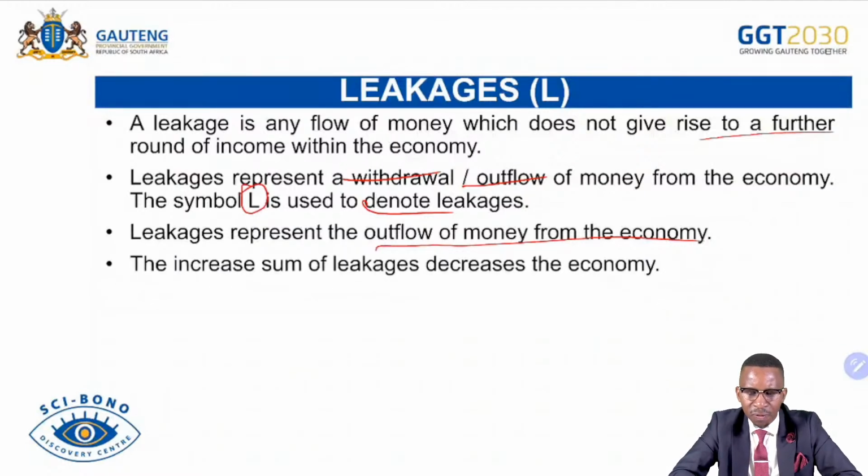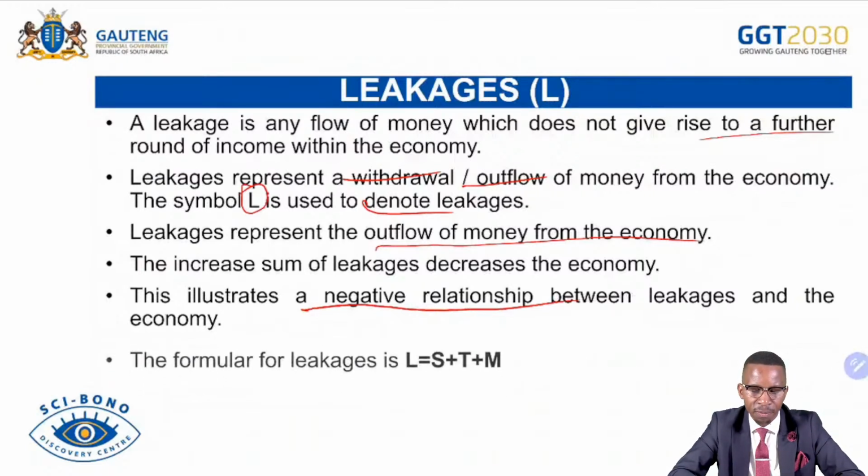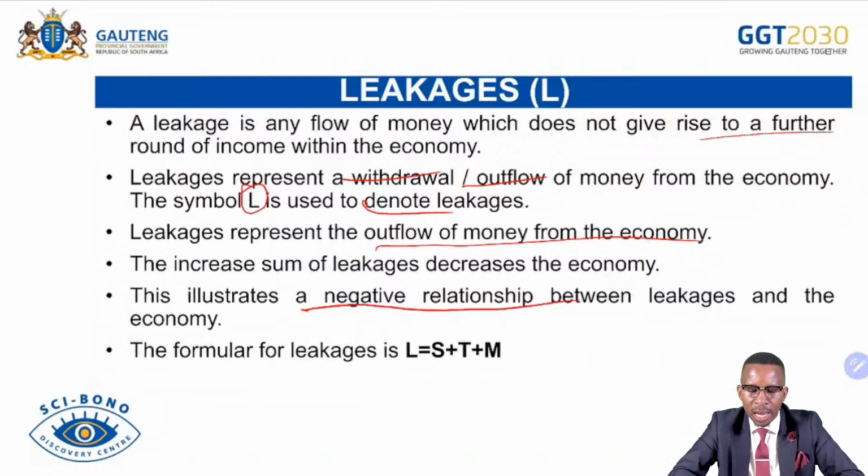An increase in the sum of leakages decreases the economy. So if leakages are increasing, the economy will be decreasing. This illustrates a negative or inverse relationship between leakages and the economy. As they increase, the economy decreases. As they decrease, the economy increases. The formula for leakages is L equals S, savings, plus T, taxation, plus M, which is payment for imports.